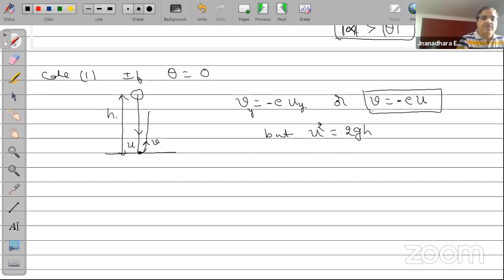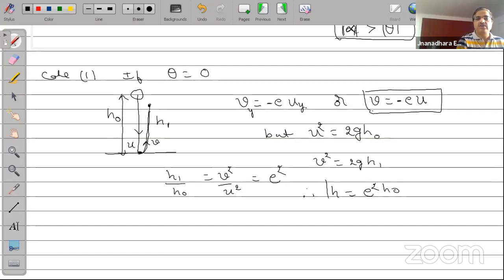Now, after it rebounds, it goes to a certain height here, and let me take this height as h1. By the way, I'll make this h0, when it is dropped. You can also show that v square will be equal to 2gh1. Now, if you take the ratio of the two, h1 by h0 will be equal to v square by u square. But v by u is equal to e, and therefore it will turn out to be e square. Hence, h1 will be equal to e square times h0.